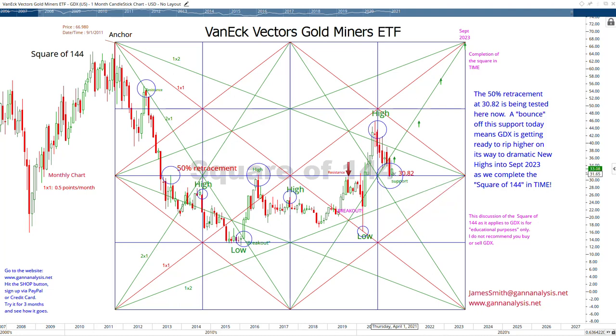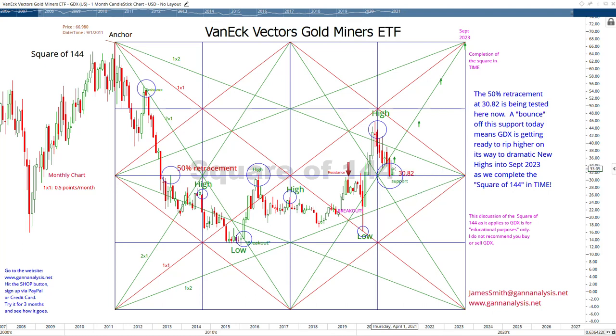I'm not telling you to buy or sell GDX. I'm telling you what the Gann square would tell you. This is the square of 144, and according to this square, you probably have a buying opportunity as long as it holds 30.82. If it closes below it, it'll probably go down. But right now, it looks pretty good. So in any case, you probably know where your stop loss would be if you do buy this.